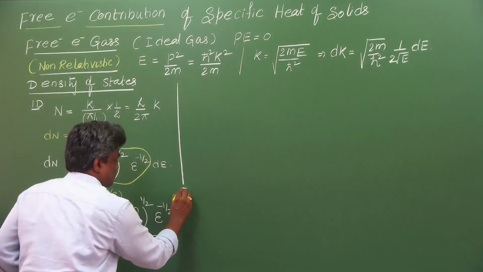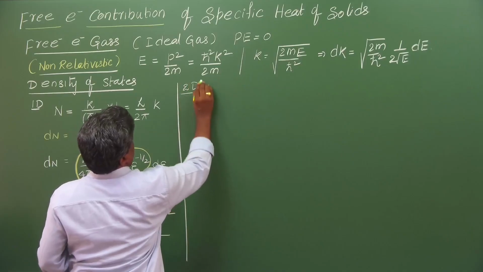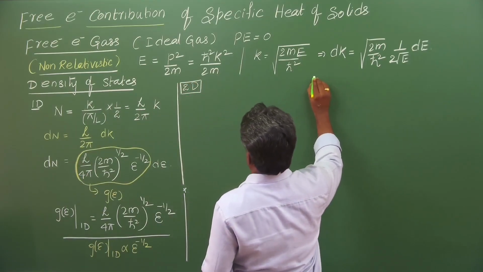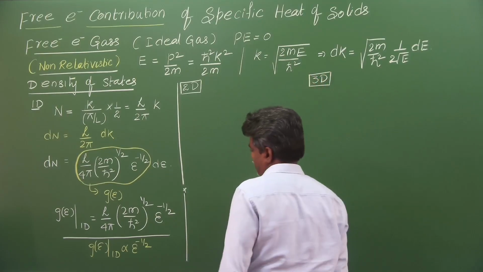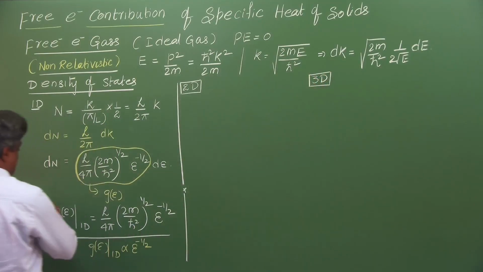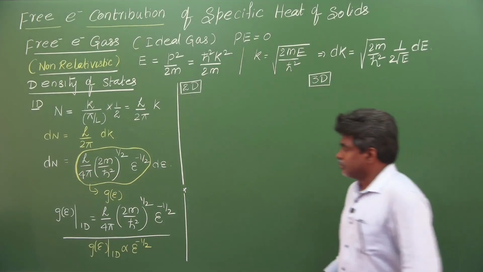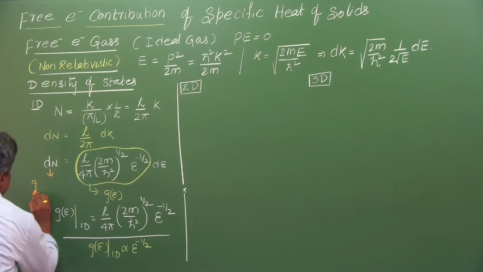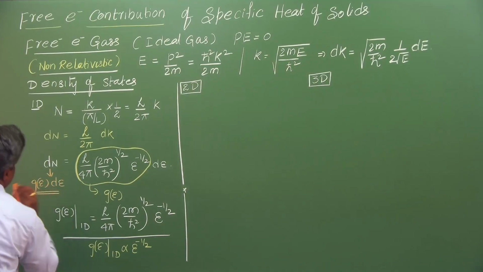Start. Make it fast. Don't turn the pages, do it yourself. Just find G of E. Or if you have any confusion, this dN is nothing but G of E dE.